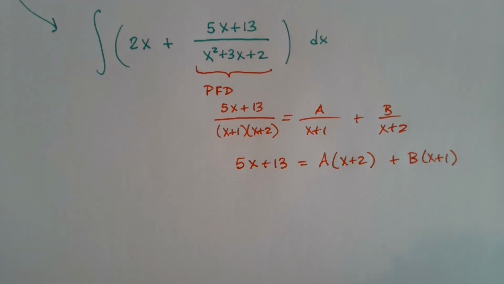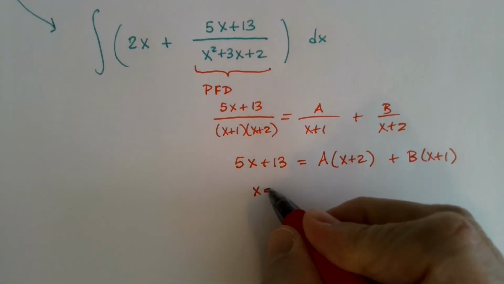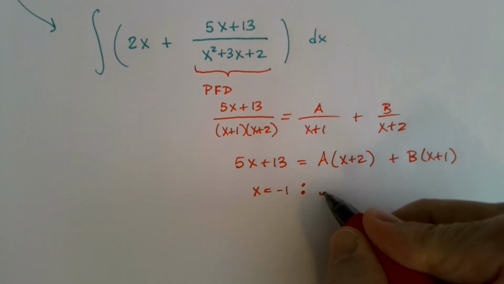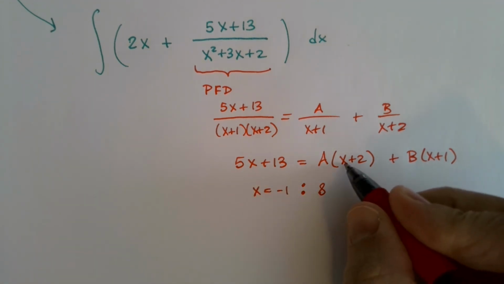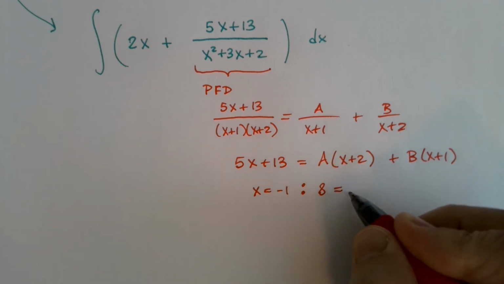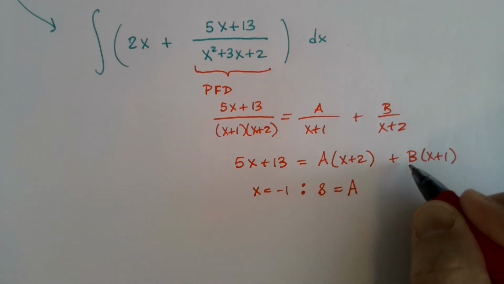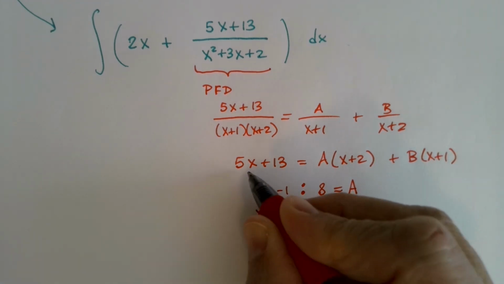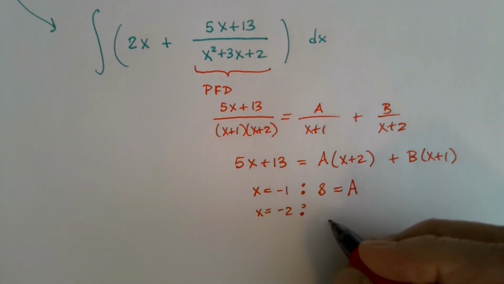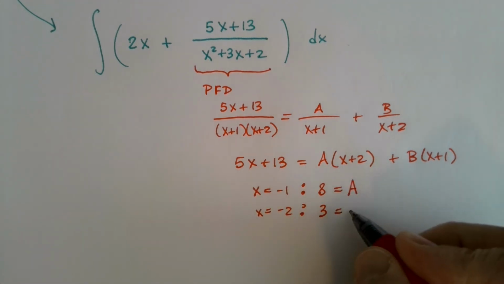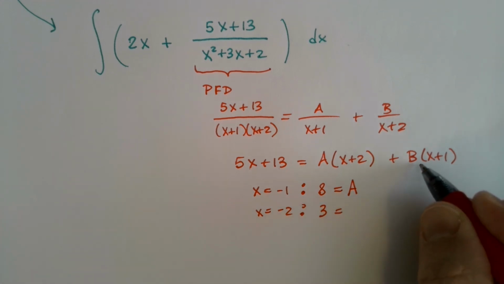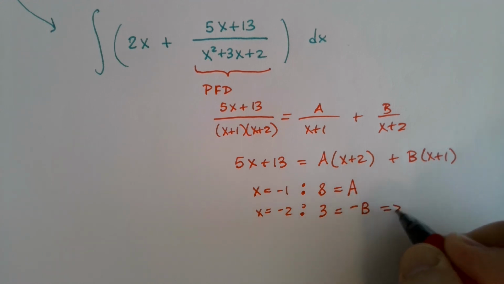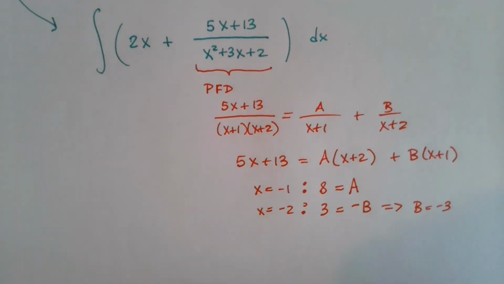And now I'm going to use my shortcut. I only have linear factors, so I can do that. I'm going to let x be negative 1. I get negative 5 plus 13 is 8. And here I get negative 1 plus 2 is 1. I get a is 8. And this is 0. When x is equal to negative 2, negative 2 times 5 is negative 10 plus 13 is 3 equals 0. And then plugging in negative 2 here, negative 2 plus 1 is negative 1. I get negative b, and so b is just negative 3.